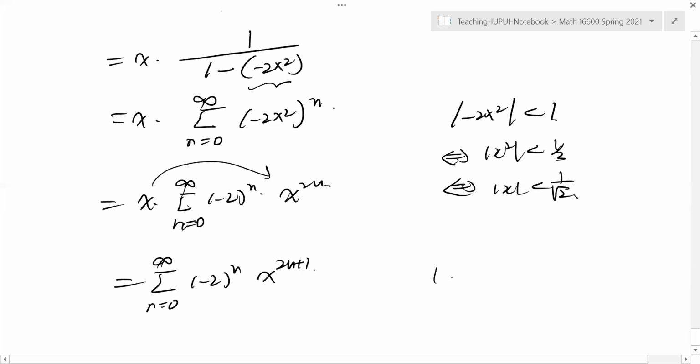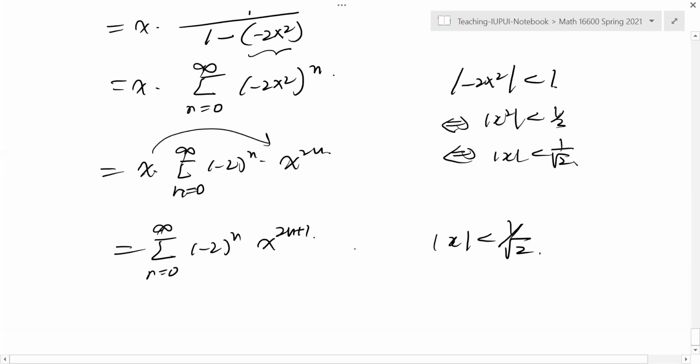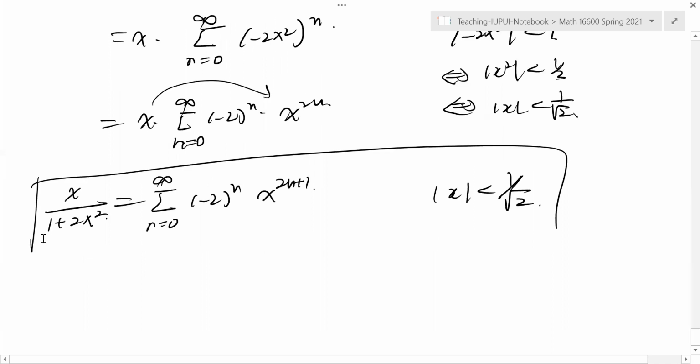And this holds for absolute x less than 1 over square root 2. And this is actually the radius of convergence of this series. So this series is convergent for absolute x less than 1 over square root 2, and it's convergent to this function. So we have this identity over the interval.